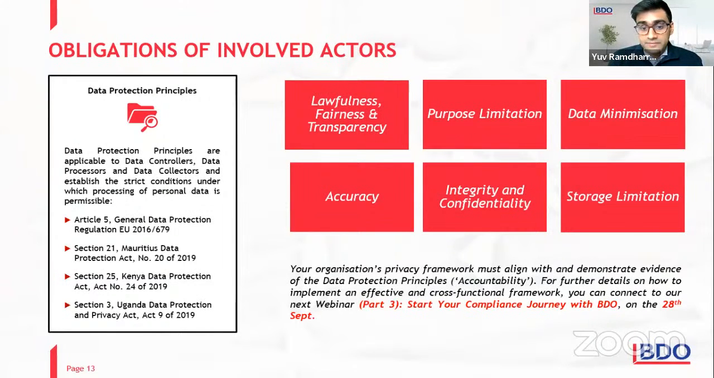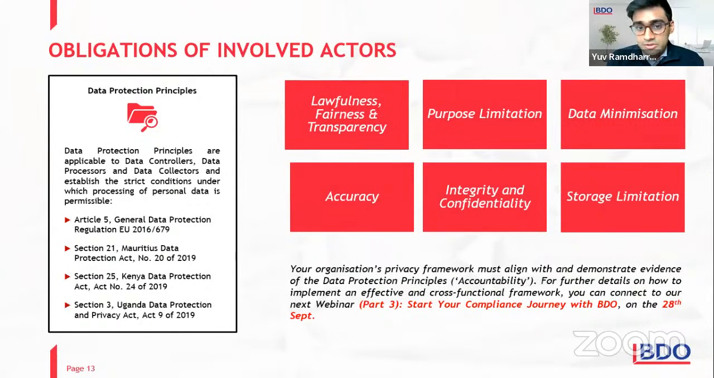So you will see that data protection principles are present in all data protection legislations that you might work under. So it is present under Article 5 of the GDPR, under Section 21 of the Mauritius Data Protection Act, Section 25 of the Kenya Data Protection Act, as well as Section 3 of the Uganda Data Protection and Privacy Act. So whatever legislation you are abiding by, those principles are quite universal and need to be complied with. So here we have the 6 main data protection principles.